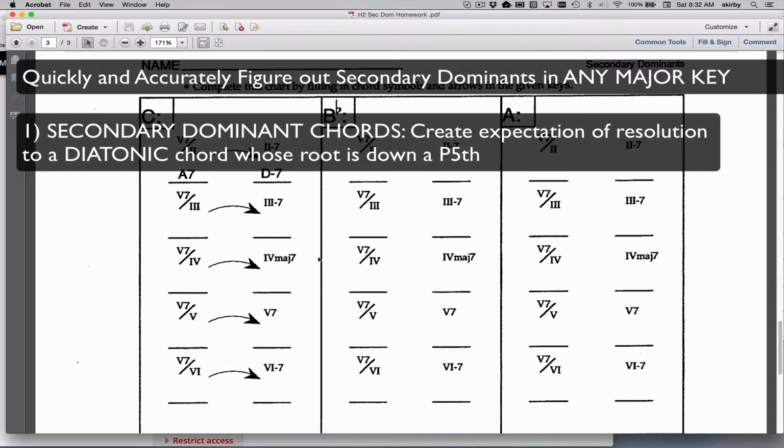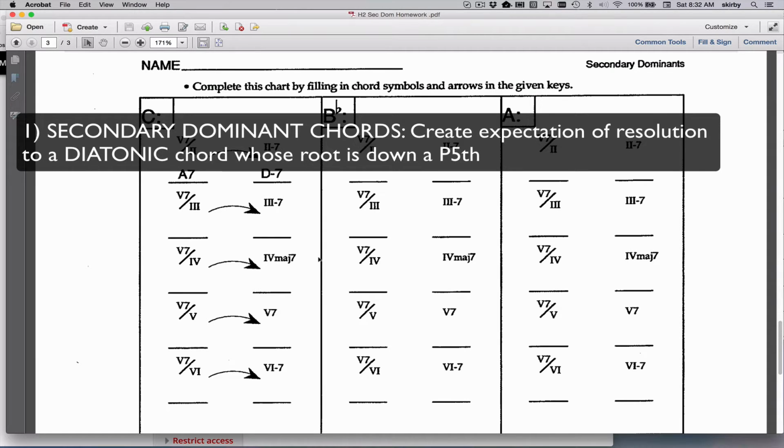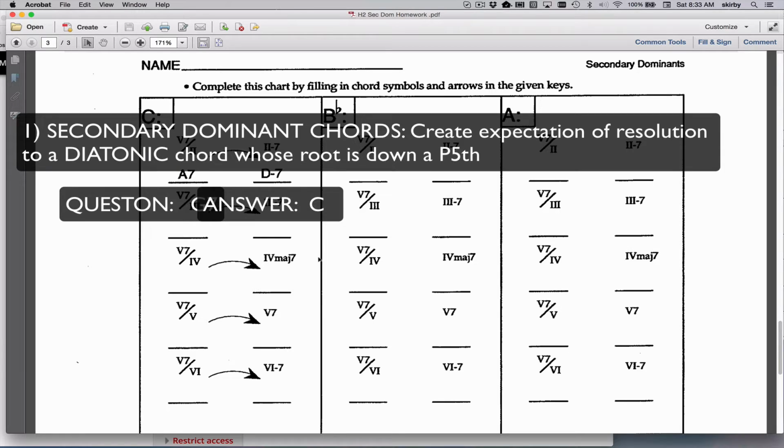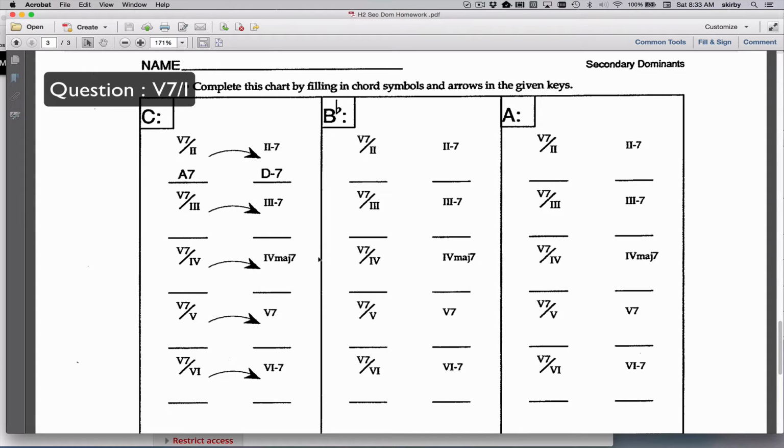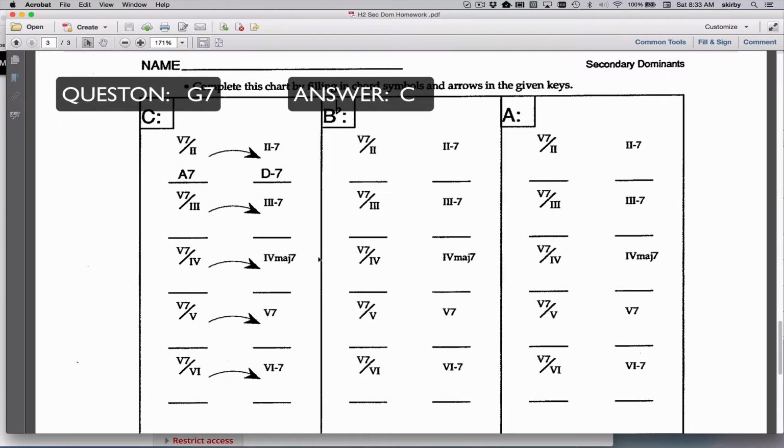You can see other videos that explain what dominant function is, but basically it's like a musical question with an expected answer, a specific answer. And the answer is the chord whose root is down a perfect fifth, in this case the diatonic chord. Now there's already a chord like that in the key, that's the V7 of I, and the specific answer to V7 of I is I. And the relationship is down a perfect fifth. So in the key of C, that would be G7 going down a perfect fifth to C.